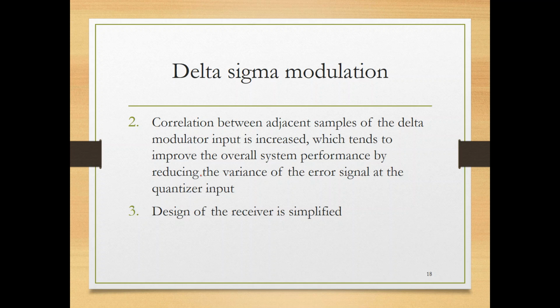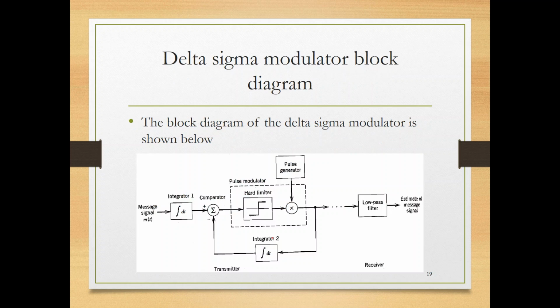So this reduces the variance of the error signal at the quantizer input. Design of the receiver is simplified. For example, all you need to do when you have a delta sigma modulator is to put this integrator at the beginning. And since integration is a complex computational process, because integration is basically summation. Summation, each sum is a logic circuit, while derivative is subtraction.